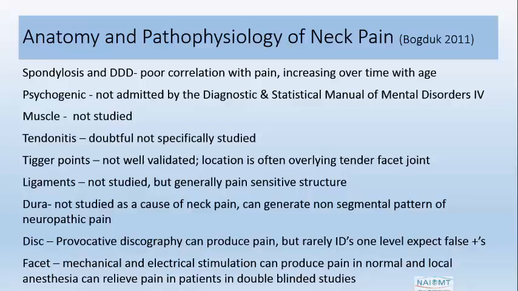The facet joint is the best studied and most validated cause of neck pain. In normals, by means of mechanical and electrical stimulation, you can produce neck pain locally or in a referred pattern into the limb, upper back, and head. Anesthesia can relieve that pain in patients and has been performed in double-blind studies. So in summary, most of the common structures which are attributed to neck pain have limited or no evidence to support that. And the single most likely structure to reproduce neck pain, chronic or otherwise, is the facet joint.